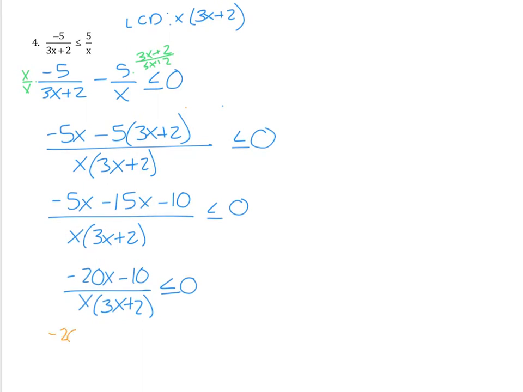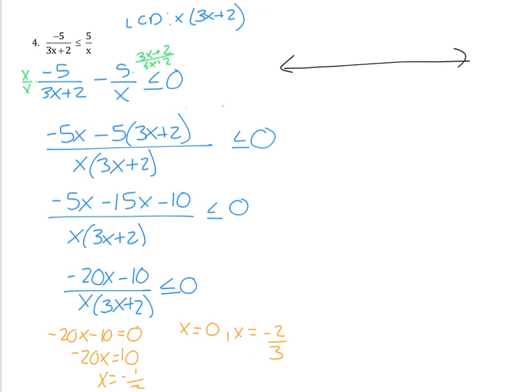If negative 20x minus 10 equals 0, then I get x is negative 1/2. From the denominator, I also get x equals 0 and x equals negative 2/3. So this time I'm going to have 3 critical values to put on my number line. Make sure you pay attention from least to greatest. Negative 2/3 is more negative than negative 1/2.